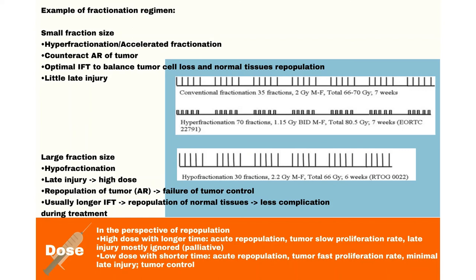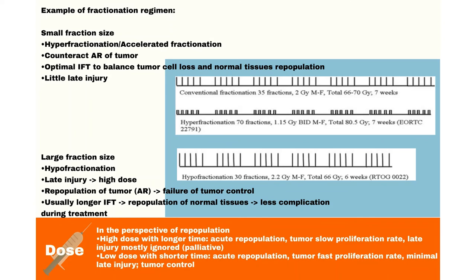Large fraction size is used in hypofractionation, and it uses high dose or high fraction size. When this is done, it introduces a high possibility for patients to have late injuries in the future. But this is really not a concern for a physician because a lot of this is used in palliative efforts. Usually the repopulation of tumor will happen due to the long overall treatment time, but it is also because of the longer time that the normal tissues can repopulate, therefore causing less complications during the treatment. It's not much of a curative regimen, more of a palliative regimen.